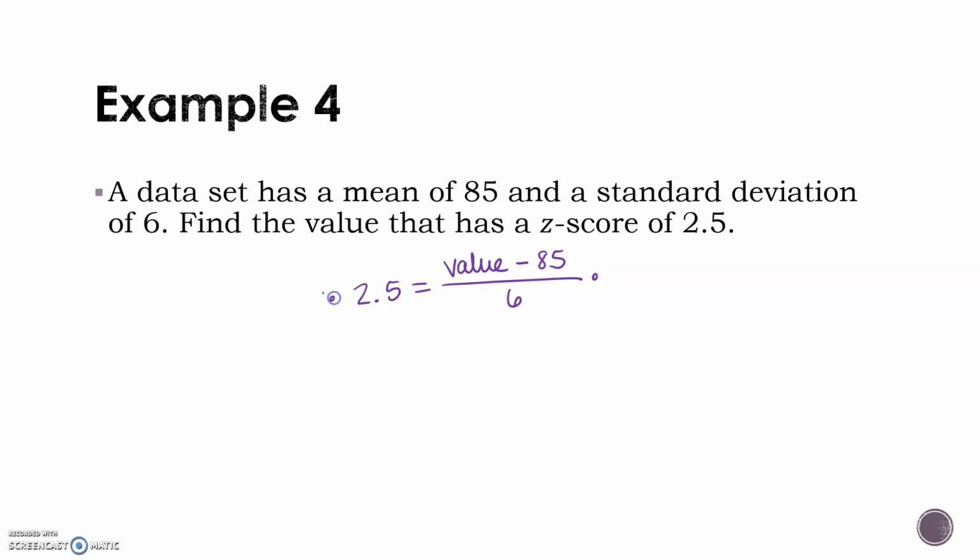So then it's some two-step algebra. I'm going to multiply by 6, and I get 15. I'm just going to call it v minus 85, add 85. So in this case, my value that I would be looking for is 100.